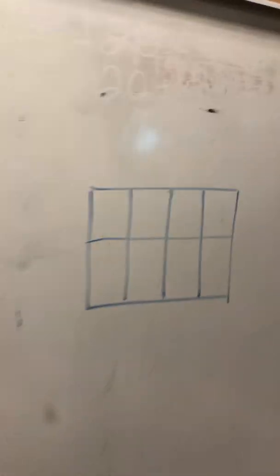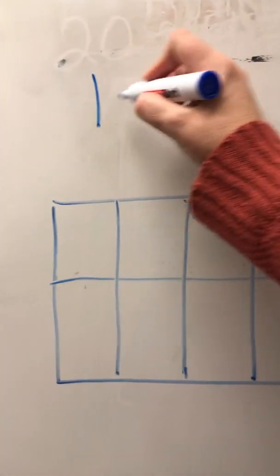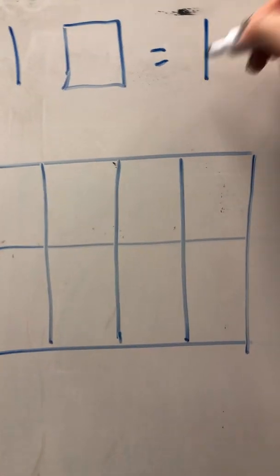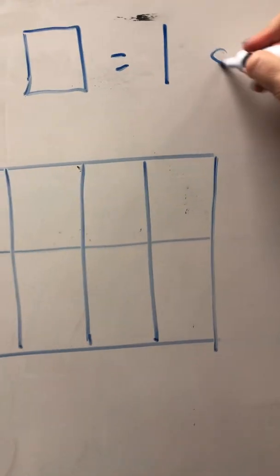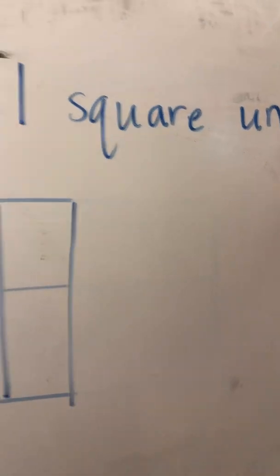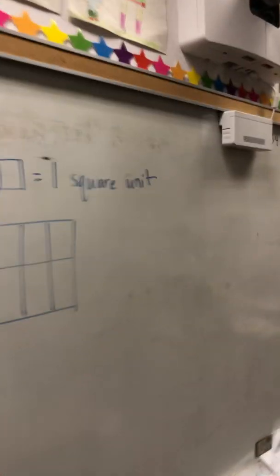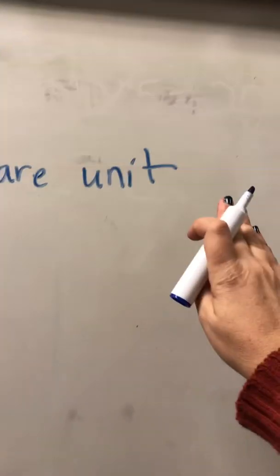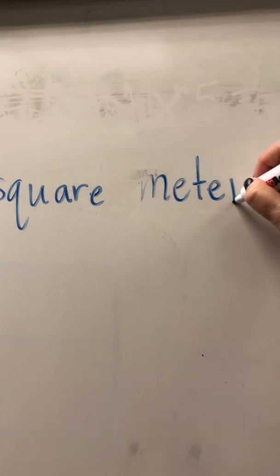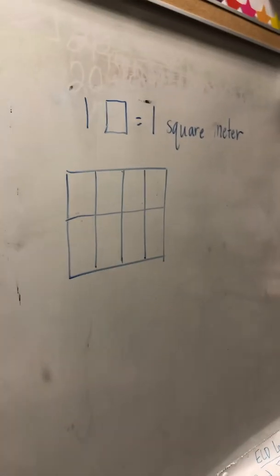And I want you to know that my units are 1 tile, 1 little square equals 1 square unit. This is what we're dealing with. Let's make our units a meter. Okay, so each little tile is 1 square meter.